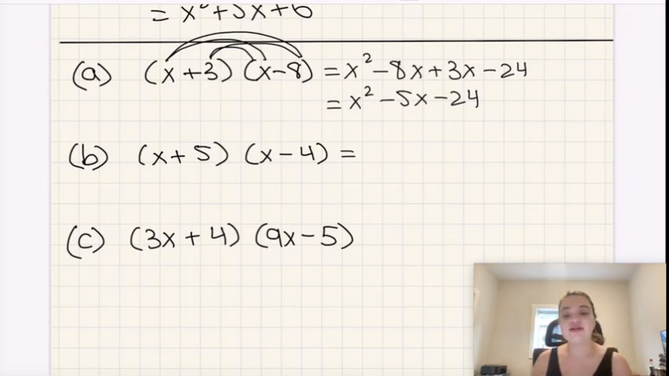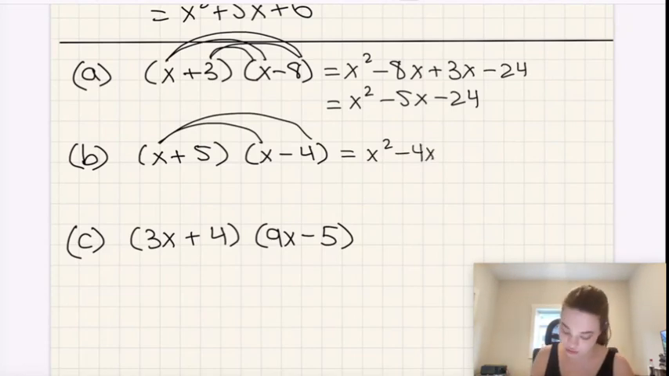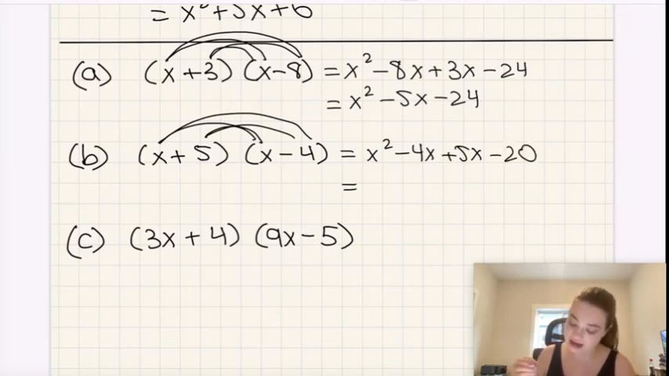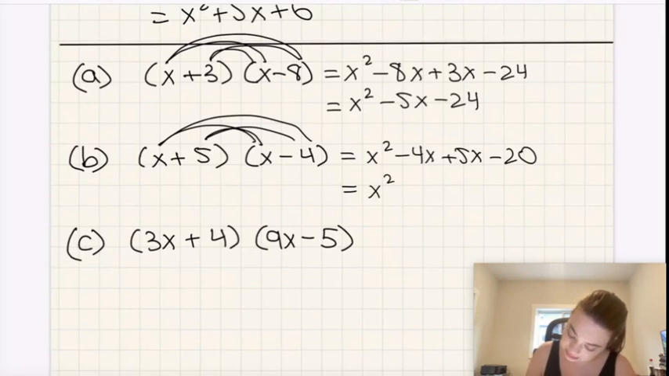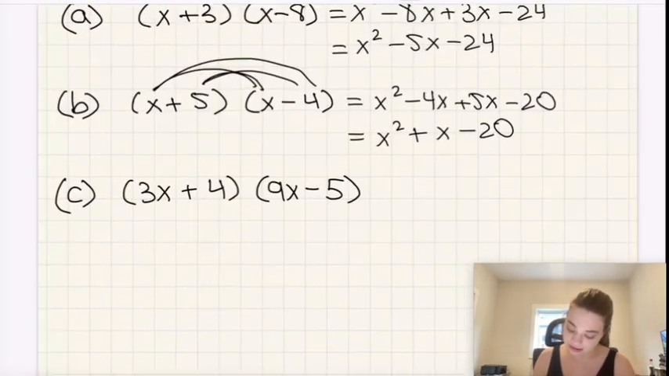Awesome. Now let's do the second one. So same kind of thing. First things first, we do first. So x times x is x squared. Then we do outer, so x times negative 4 is negative 4x. Then we do inner, so 5 times x is plus 5x. And then last, 5 times negative 4 is negative 20. And then I'll combine the negative 4x plus 5x, which is going to give us just 1x. So we have x squared plus x minus 20, because recall that x is the same thing as 1x, or 1 times x. And then we have one more question that I'll answer today.